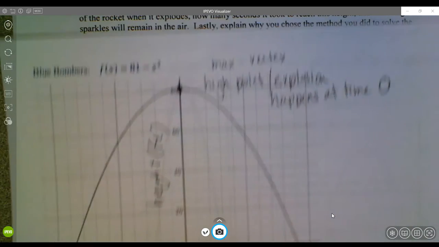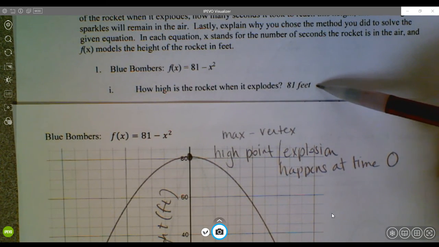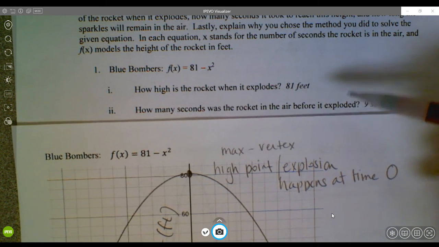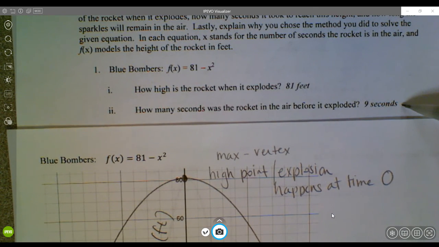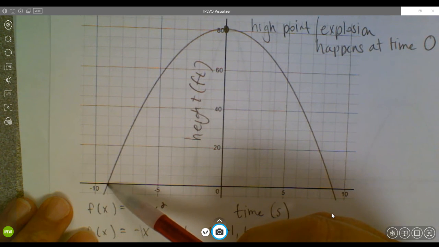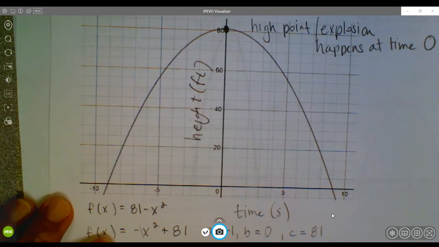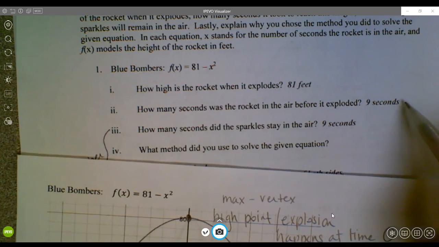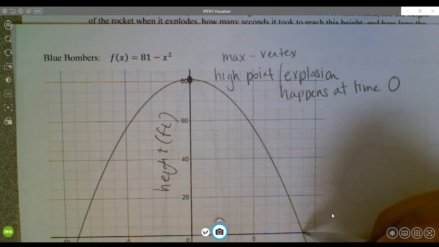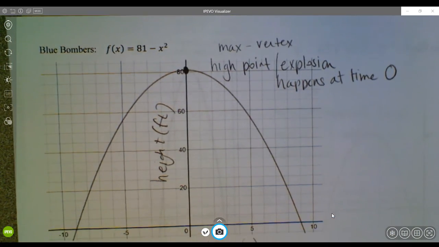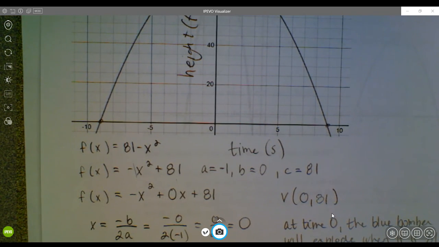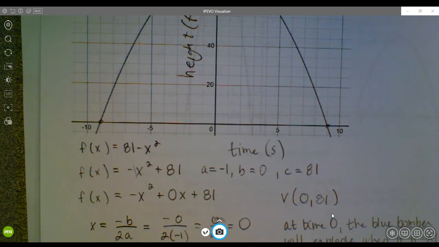Now, how high is the rocket when it explodes? It's 9 feet. How many seconds was the rocket in the air before it exploded? Well, if you trace it, they launched it here at -9 seconds. That's a domain question, so I'm really not going to focus on this one. Later, we'll talk about how many seconds they stayed in the air, and you can see from the graph that it stayed in the air for 9 seconds. But these are things down the road. This is a 0. This is a 0. Those are things that we've discussed before, so keep that in mind, okay?